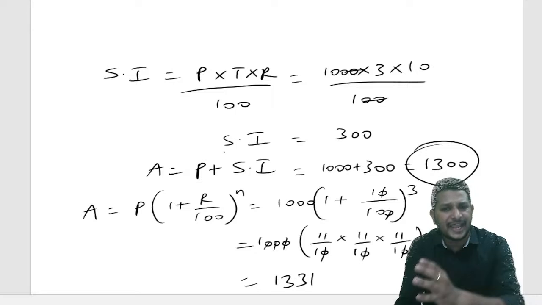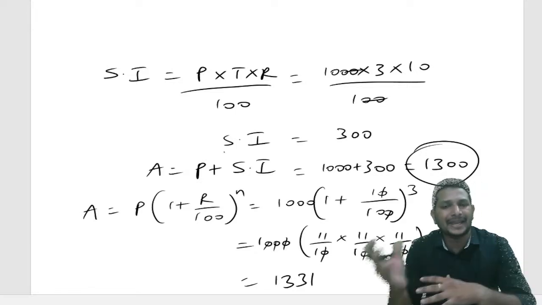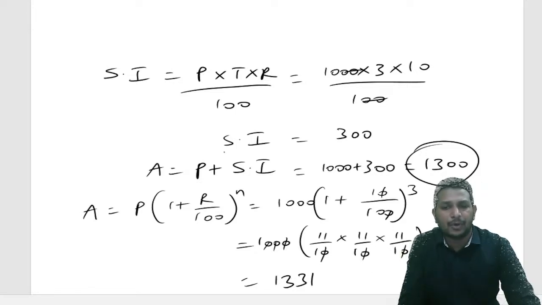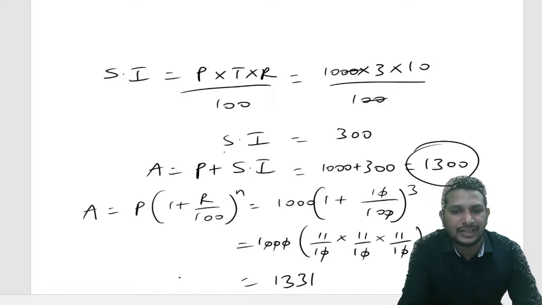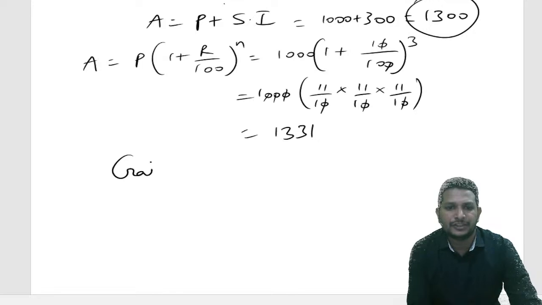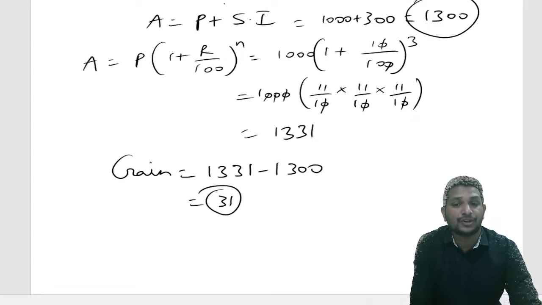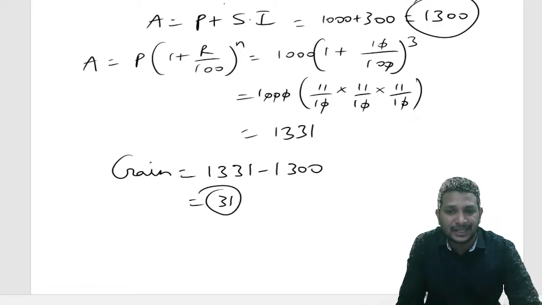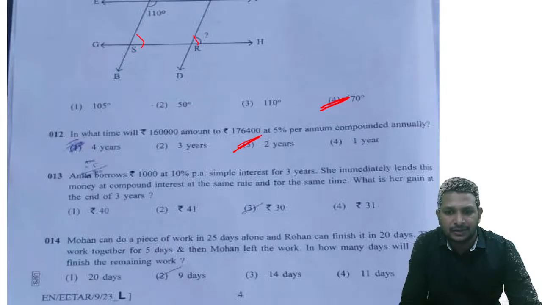So how much did she gain? 1331 minus 1300. 31 rupees is the gain amount they got. That's nothing but option 4. Option 4 is the answer for question number 13.